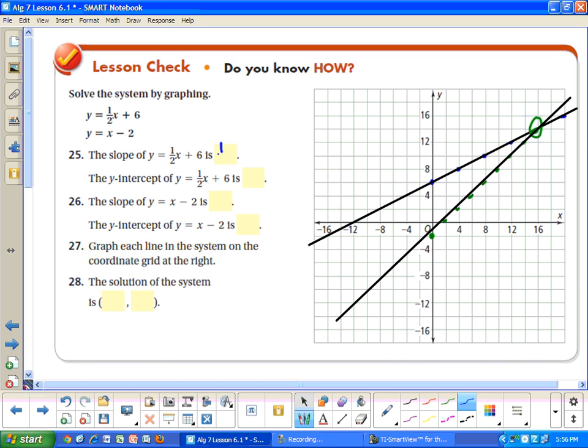And so the slope of this is 1/2, the y-intercept is 6, the slope of this is 1, the y-intercept is -2, and the solution of the system is 16, 14. Of course, we would want to check that and make sure you would do 1/2 times 16 plus 6 and make sure that equals 14, and I think it does.